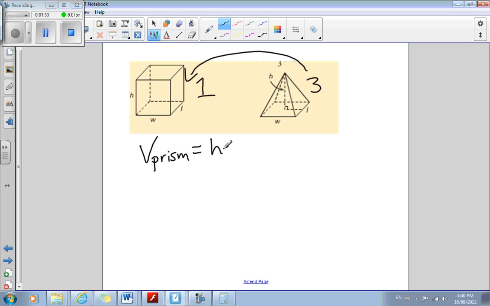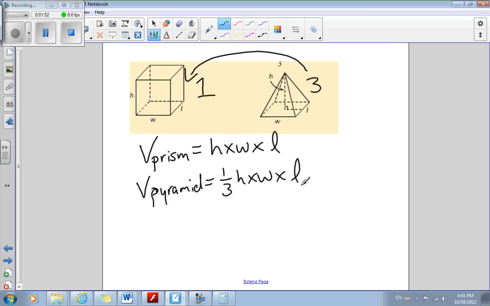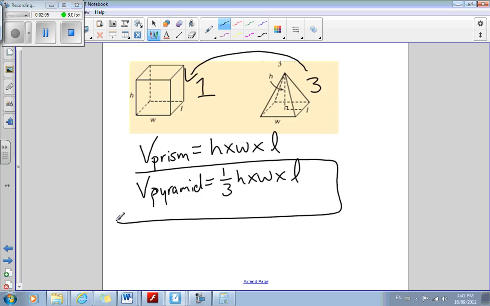is height times width times length, which we have there. But since it took three to fill one, we know that the volume of a pyramid must be only 1/3 of that. So the volume of the pyramid is only 1/3 of the volume of a prism. So we just stick this 1/3 in front of all these multiplications here. So this is the formula that you need to know in order to find the volume of a pyramid.